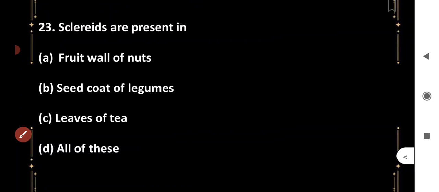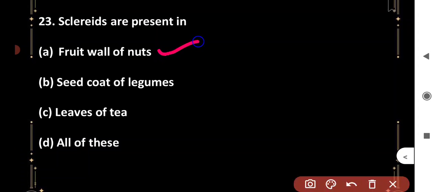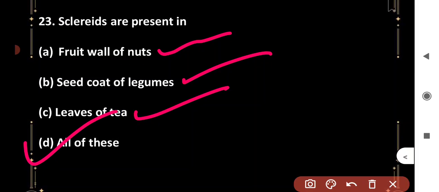Next question says sclerites are present in fruit walls of nuts, seed coat of legumes, leaves of tea, all of these. So the fourth option is correct. Next question.